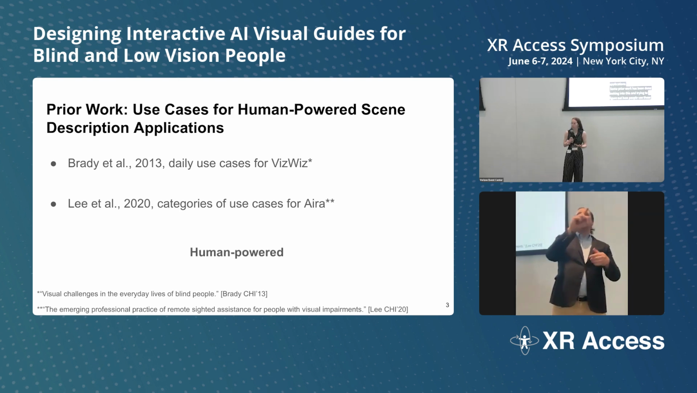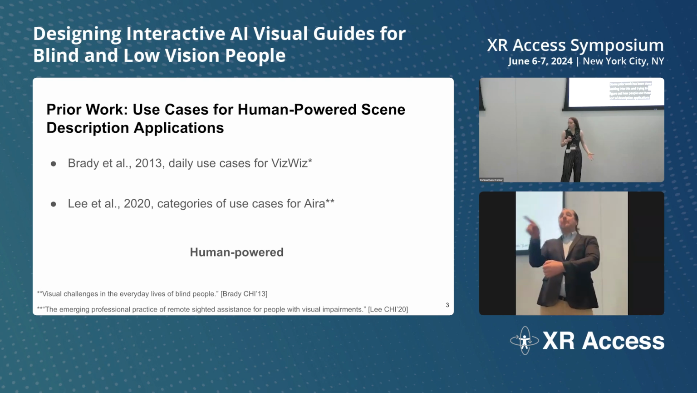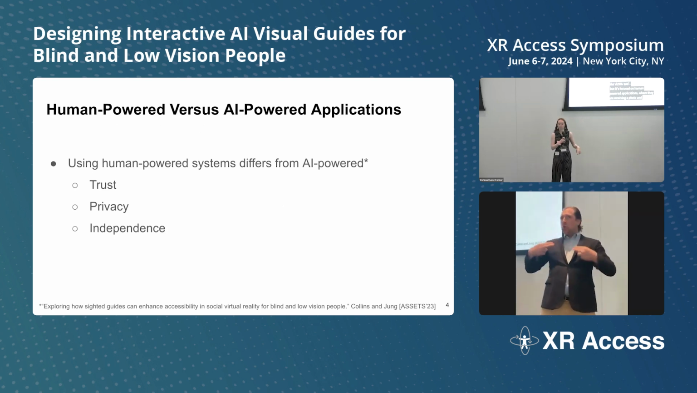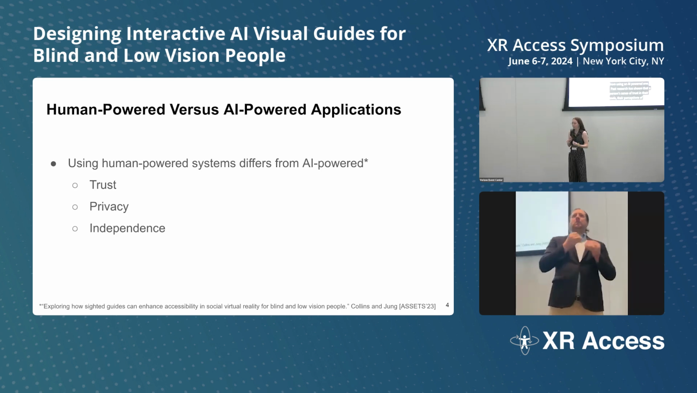But this work has really focused on human-powered applications, which are applications where a human, not an AI, is the one receiving the photo and augmenting it with a description. But the ways that people use human-powered applications can differ greatly from how they might use an AI-powered one. Past research has shown that a person's sense of trust in their tools, their perceptions of privacy while using them, and feelings of independence are very likely to differ when requesting support from an AI versus a human.